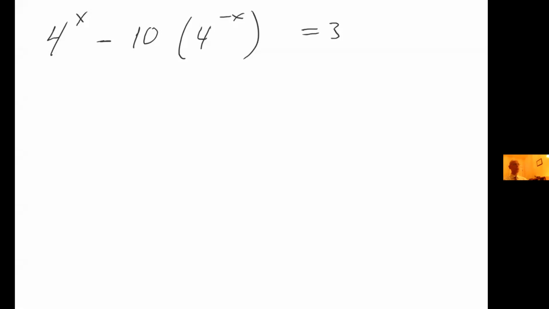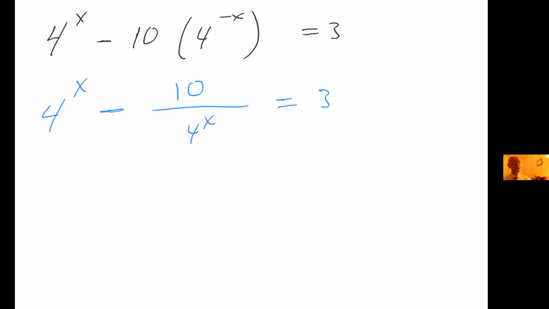So we want to solve for x in this unusual equation, 4 to the power of x minus 10 times 4 to the power of negative x, all that equal 3. I think the key to make this equation easier is for you to remember that this is the same as 4 to the power of x minus 10 over 4 to the power of x equal 3.